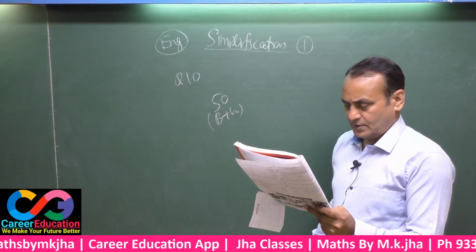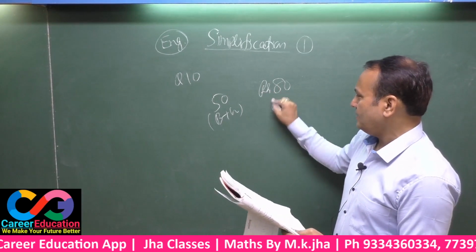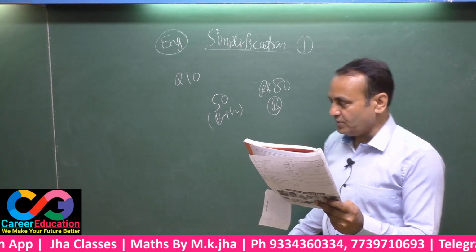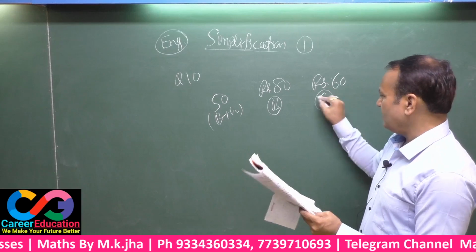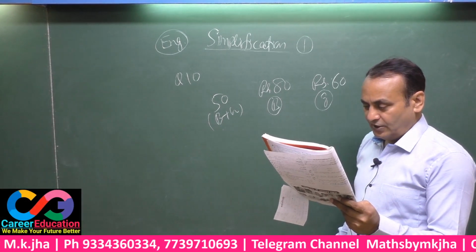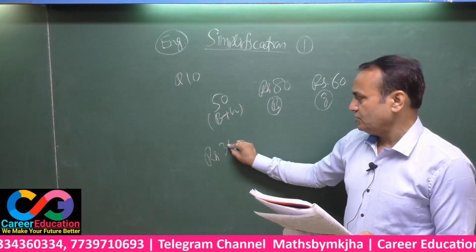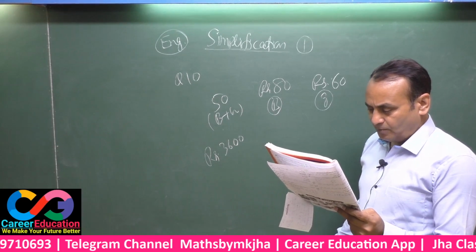Each boy to be paid rupees 80 and each girl to be paid rupees 60. If the total payment be rupees 3600, find out the number of boys there.